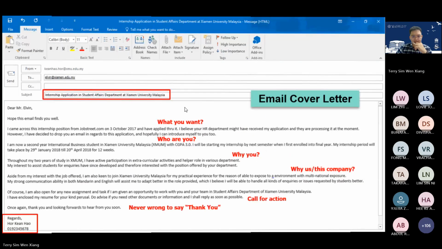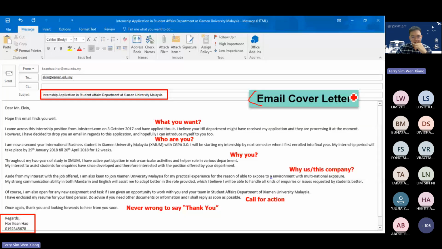And then this is the email cover letter. It's pretty much similar to the previous one. However, if you have the email cover letter, then you don't need a separate cover letter. This is usually when you have the email of the PIC. You have the email of the PIC.